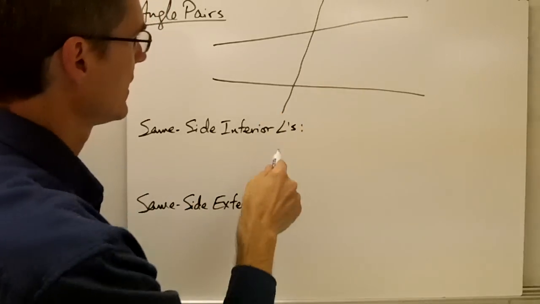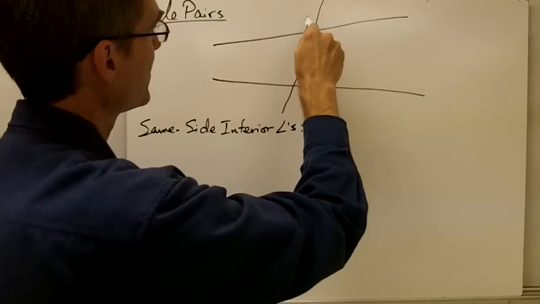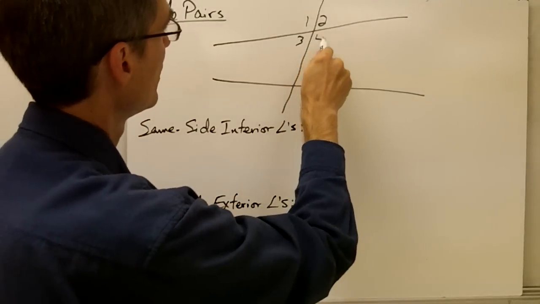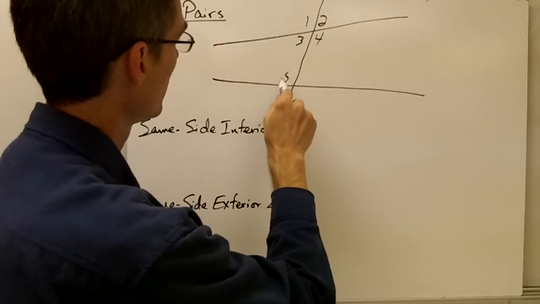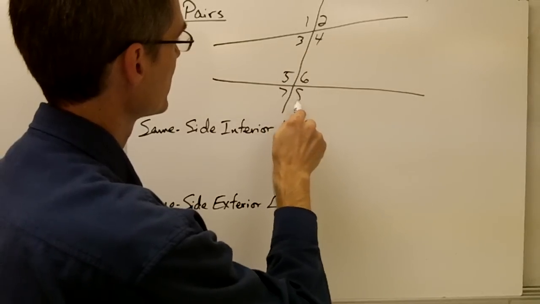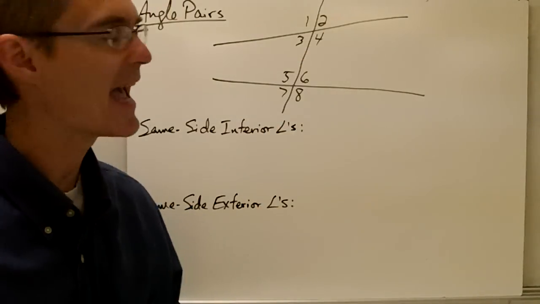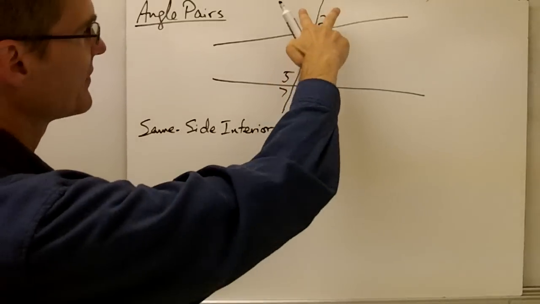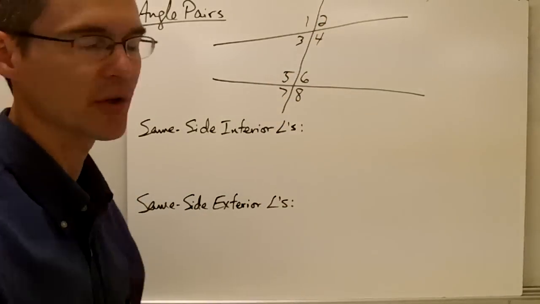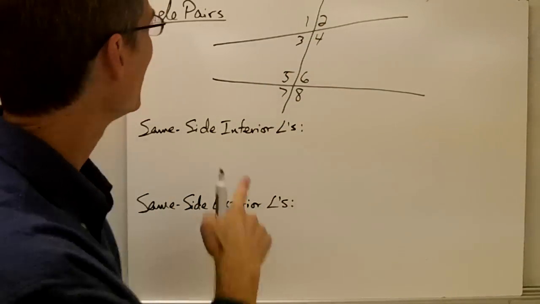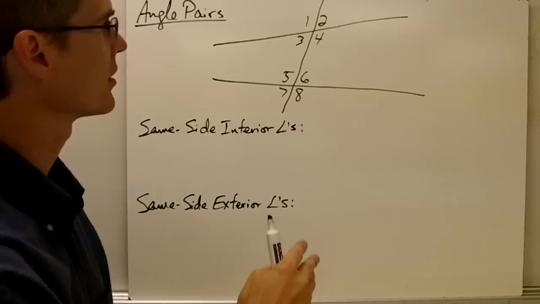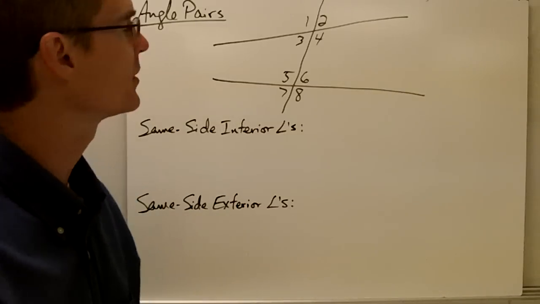My two lines cut by a transversal, and let me renumber these angles. Number them the same way I had them before: 1, 2, 3, 4, 5, 6, 7, and 8. So I've labeled these 8 angles. I've got my two lines cut by a transversal. Well, before we identified all the interior angles and all the exterior angles. Those were just individual angles. Now we want to talk about some particular pairs of angles that are going to be important in the upcoming units.